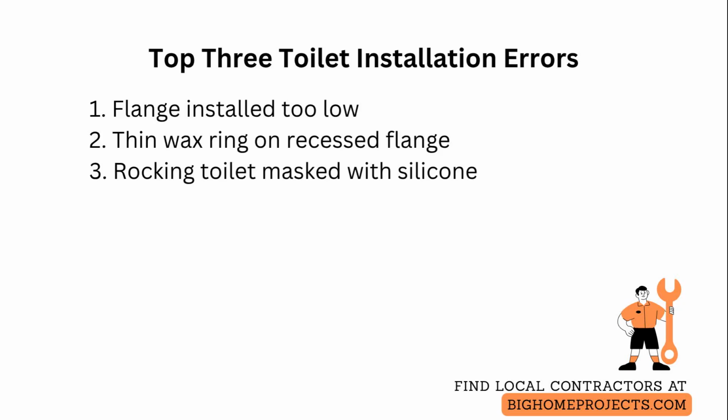Common mistakes include installing the flange too low, which causes recurring leaks and requires raising or replacing the flange to correct the seal. Another frequent issue is relying solely on a thin wax ring for recessed flanges, which fails over time and should be replaced with a proper spacer or waxless gasket during repair. A third problem is ignoring a rocking toilet and simply reapplying silicone, which masks the issue and can trap moisture. Remove the toilet, stabilize the floor, or use shims, then reseat with correct hardware so the bowl sits flat.